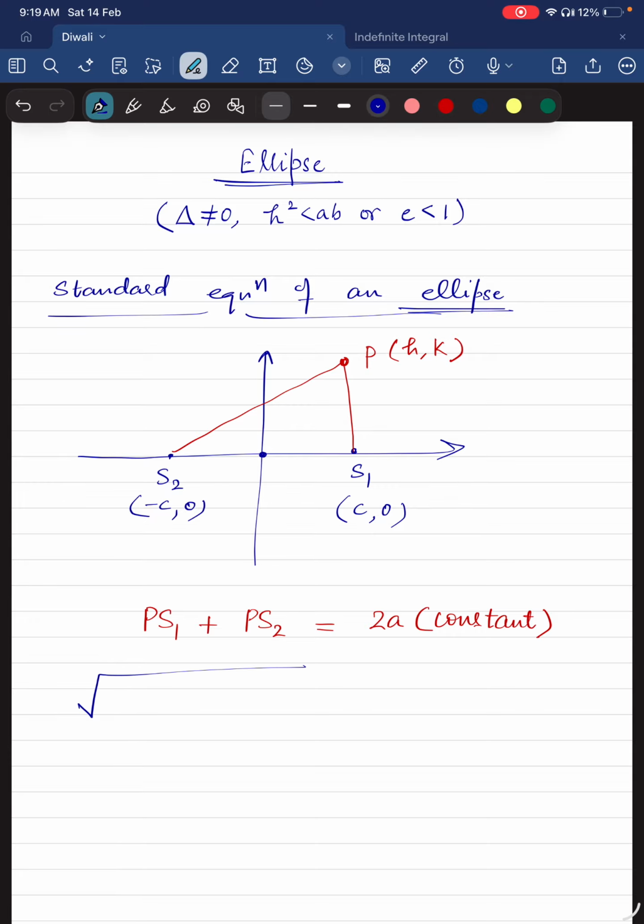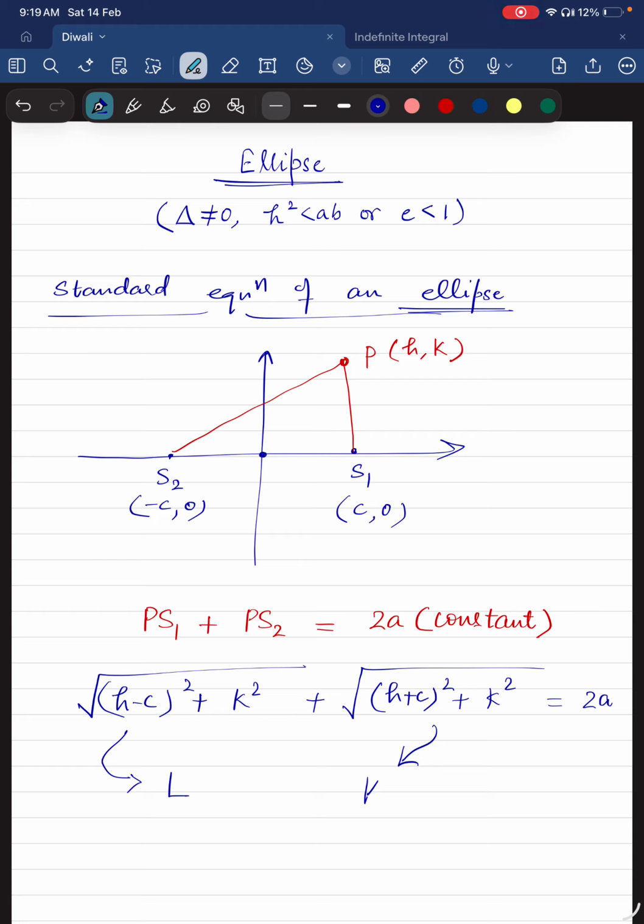So using the distance formula, PS1 will be equal to under root of h minus c whole square plus k square, plus under root of h plus c whole square plus k square, is equal to 2a. Now I am considering the first under root as L and the second under root as M. That means this expression is written as L plus M is equal to 2a.